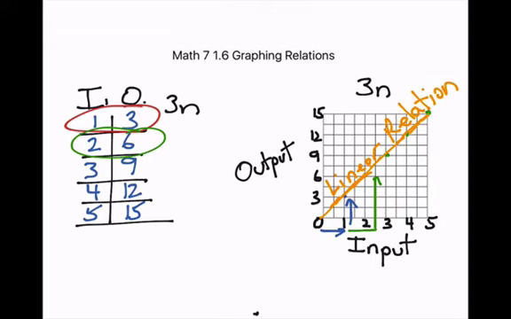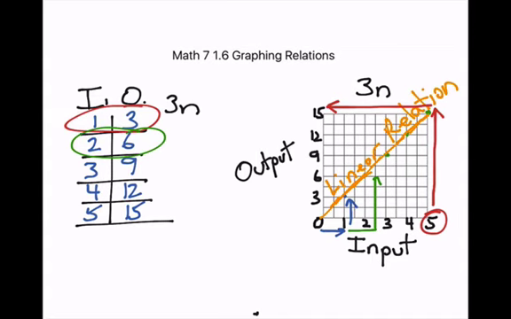Now you can also take your input numbers and figure out automatically then what your output numbers are. So let's start with an input of 5. If I have an input of 5, what is my output? Well, what we have to do is start at the input of 5 and go up to where we'd hit the line, and then go over to the side and see what the output is. And this output is 15.